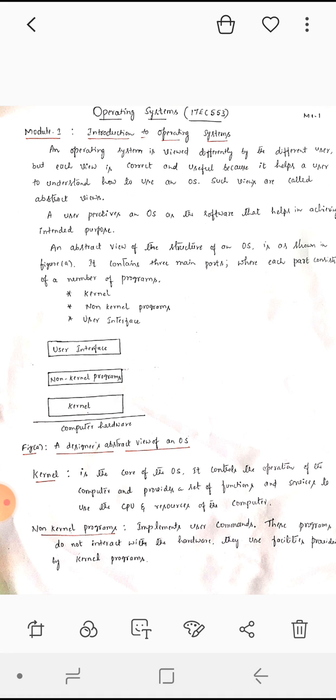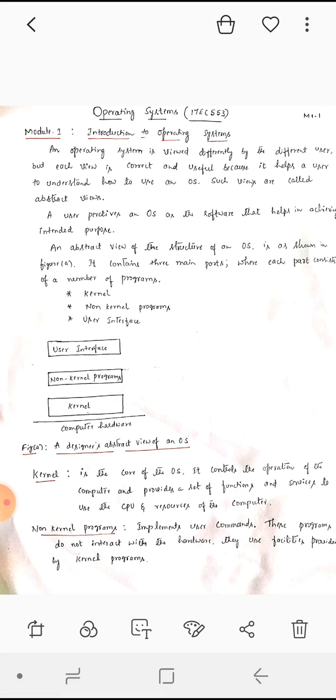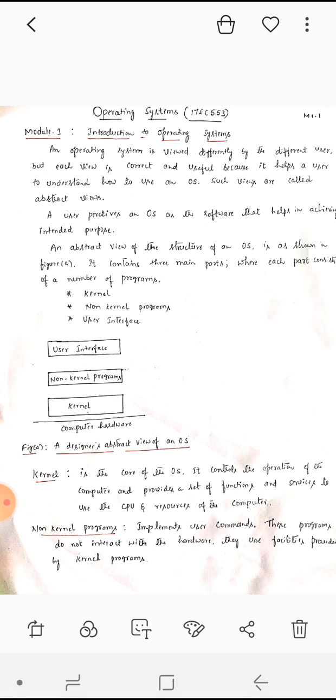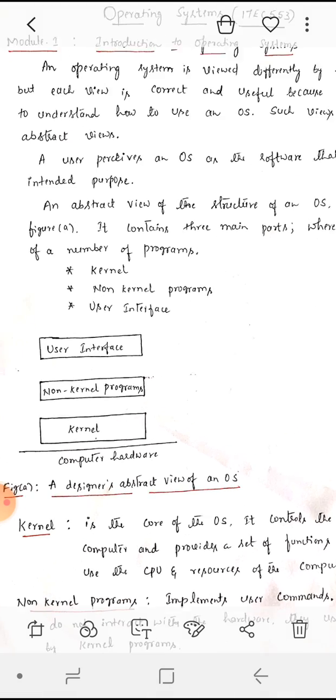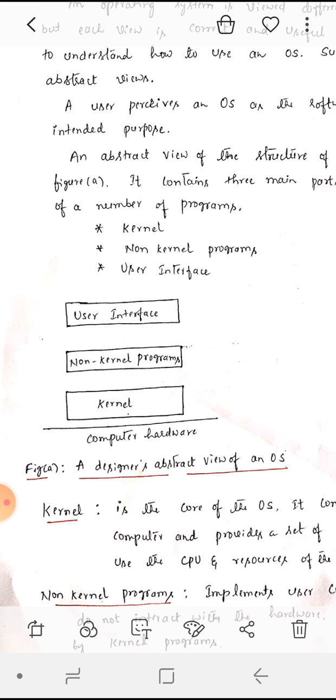So these views are called abstract views. Therefore we say an operating system is viewed differently by different users, and it is software that helps in achieving an intended purpose. When we look at the abstract view of the OS, we say that it consists of mainly three parts: kernel, non-kernel and user interface.